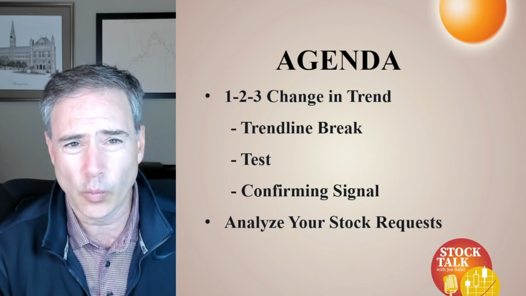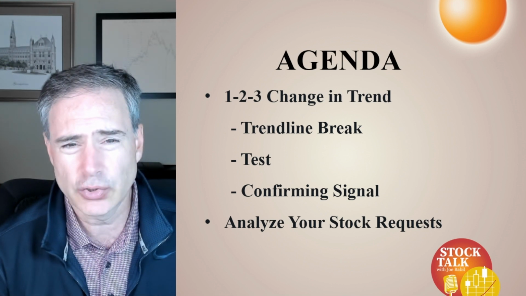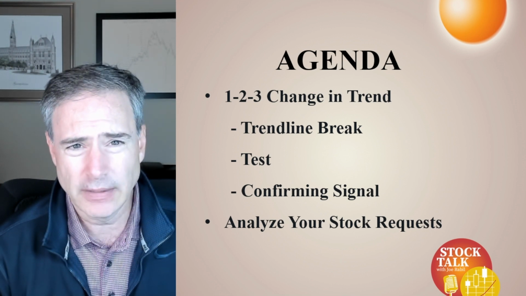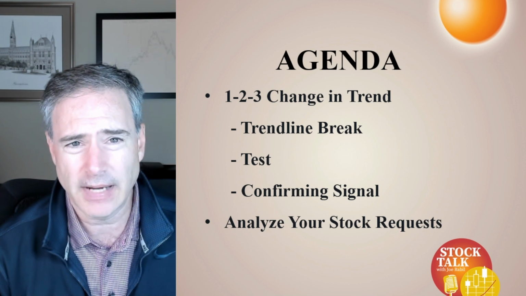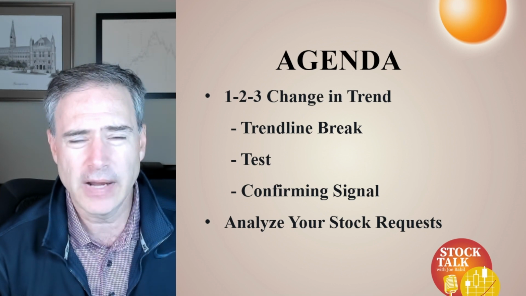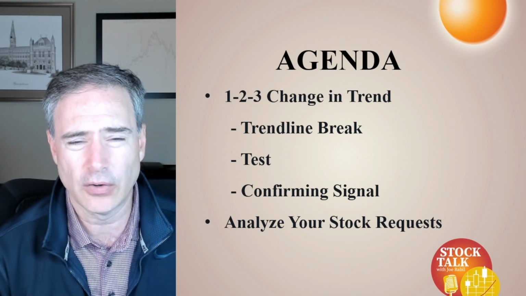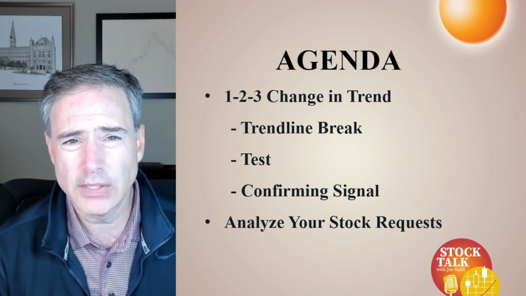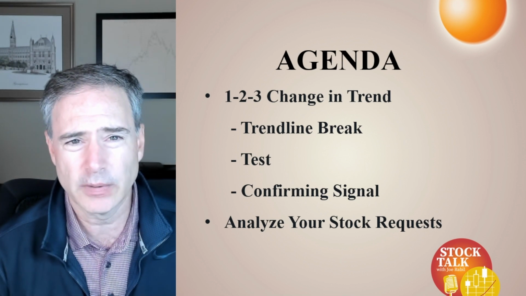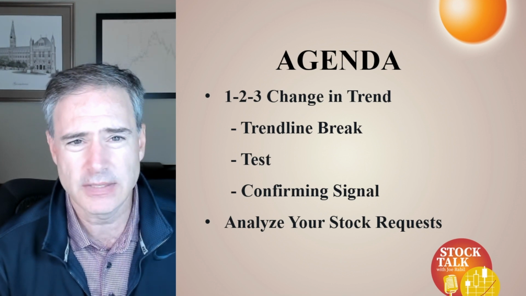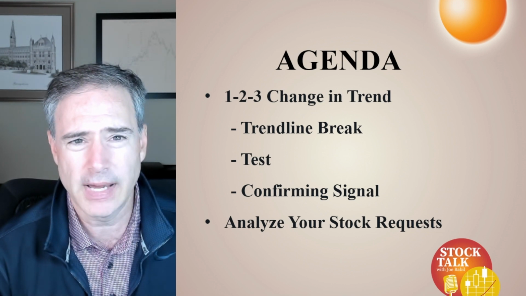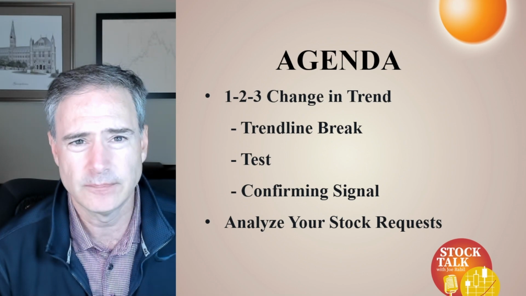I want to go through again the 1, 2, 3 change in trend. I'm going to look at a trend line break first and explain that. I want to go through and give you the different ways we can form a test of the low, and then finally what is the confirming signal, and how we want to use this in multiple time frames, which is incredibly important. And then after that, we'll go through the symbol requests that came through. So let's go ahead and get into this lesson now.